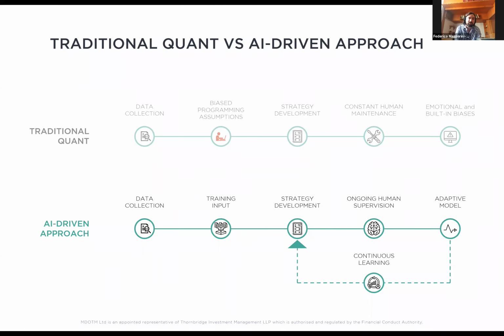The goal of the traditional quant is to remove the biases and to enhance the systematicity of a strategy. Still, some biases continue to exist. In the traditional quant, you gather some data, you develop the strategy, and you maintain it. In developing the strategy, there are some biases in how you choose the strategy parameters and how you model your anomaly. The goal of the AI-driven approach is to reduce these biases and to enhance the adaptability of the strategy.